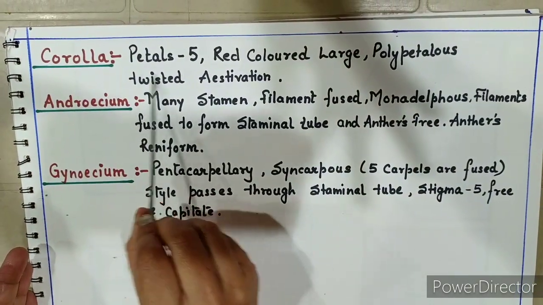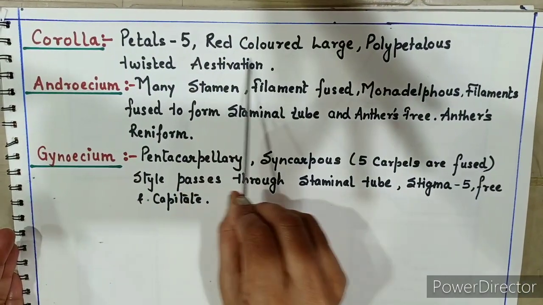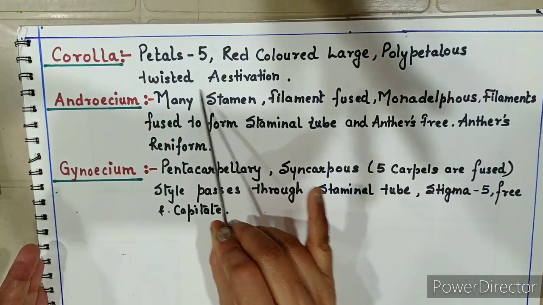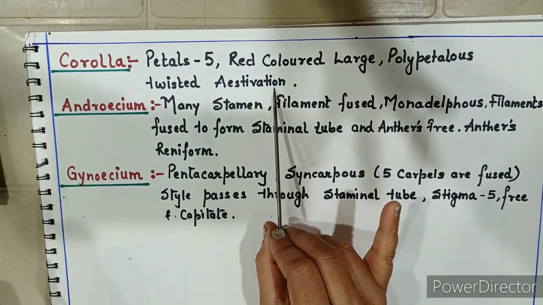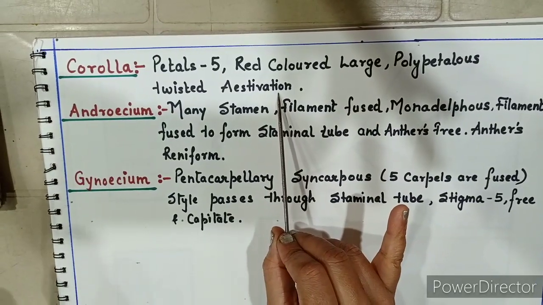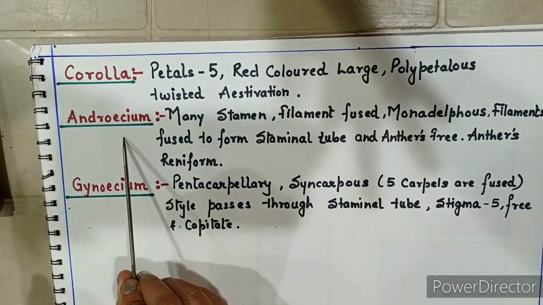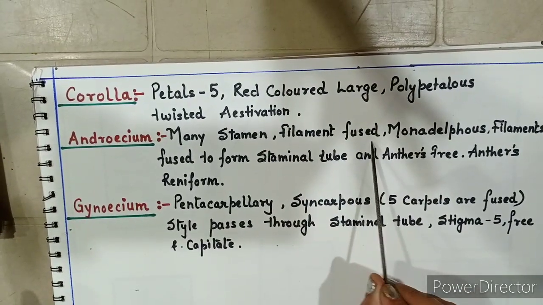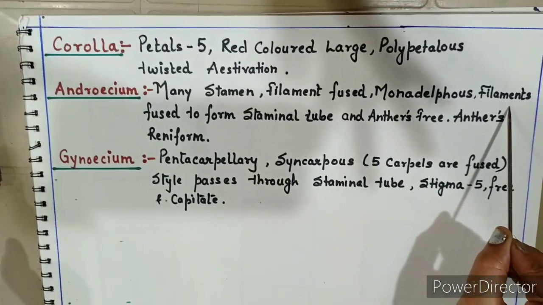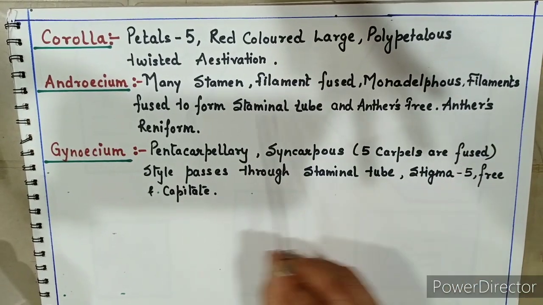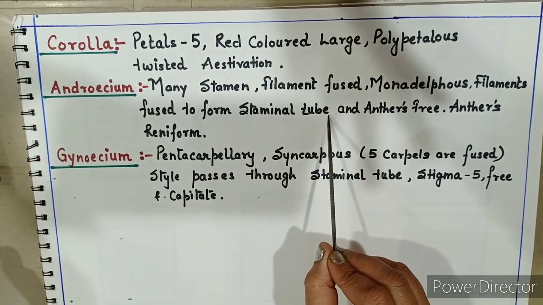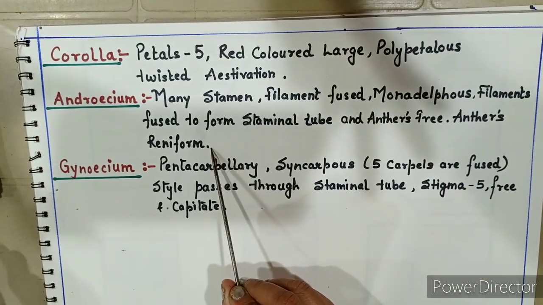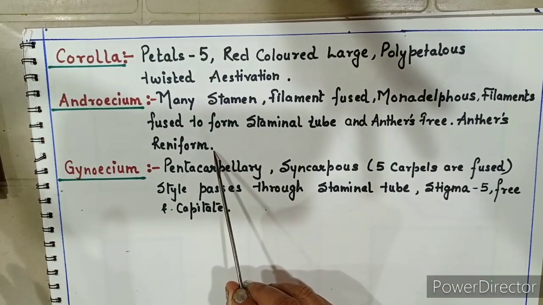Next, corolla, made up of 5 petals. Red colored, large, polypetalous. The petals are free and they show twisted estivation. The margins of the petals overlap each other. Next, come down to androecium. There are many stamens. Filaments are fused. Monadelphous: the filaments are fused to form the staminal tube and the anthers are free. Anthers are reniform, that is kidney shaped.